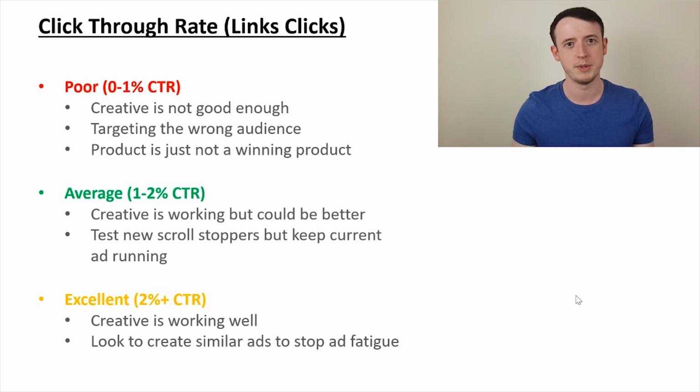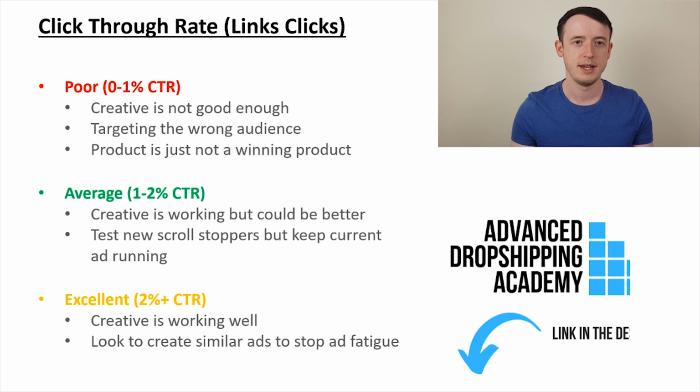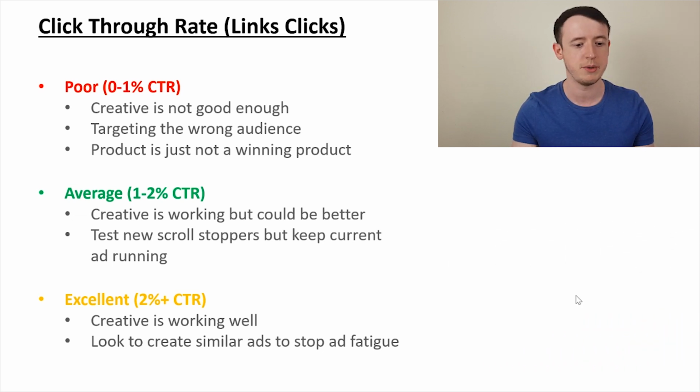And if you're seeing a 0 to 1% click-through rate, you need to review your product against the winning product criteria that I talk through within the Advanced Dropshipping Academy. If you're happy that your product matches all the criteria, then you need to be looking at your creative itself. Look at your ad, make some more ads, change the scroll stopper, the first 3 seconds of your ad, create some new ones and test them using the PPE testing method, and see if that improves your click-through rates.